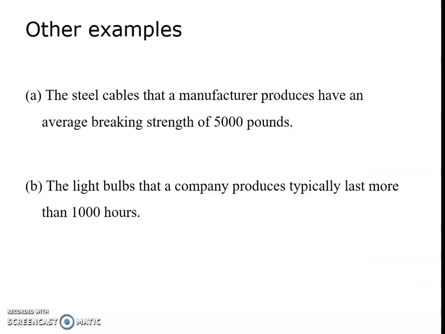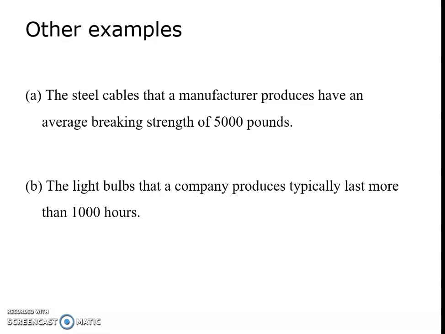Okay. Now let's see other examples. The steel cables that a manufacturer produces have an average breaking strength of 5,000 pounds. So the average breaking strength of the steel cables that a particular manufacturer produces is our population parameter mu. And we make a numerical claim about this population parameter, which is 5,000 pounds. So it is a hypothesis.